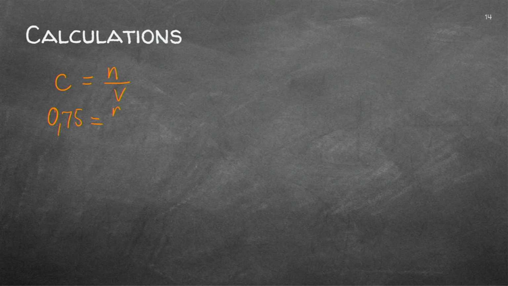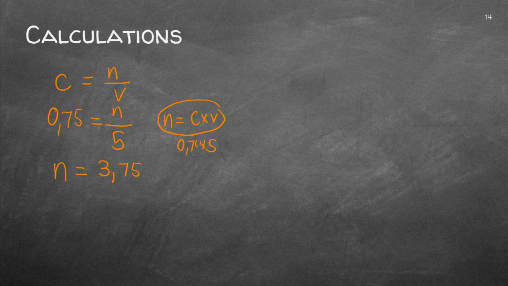I know the volume was 5 cubic decimeters, and I now get the mole that I actually had from the beginning as 3.75. Just have a look. I had n there and I calculated C times V. Can you see there? I took 5 and I multiplied it with 0.75. Therefore, I got that, and the unit is mole.